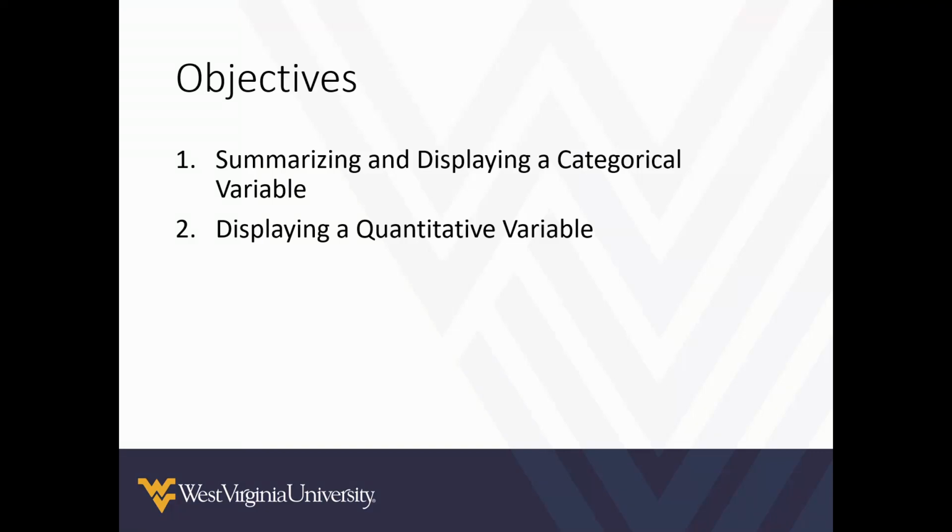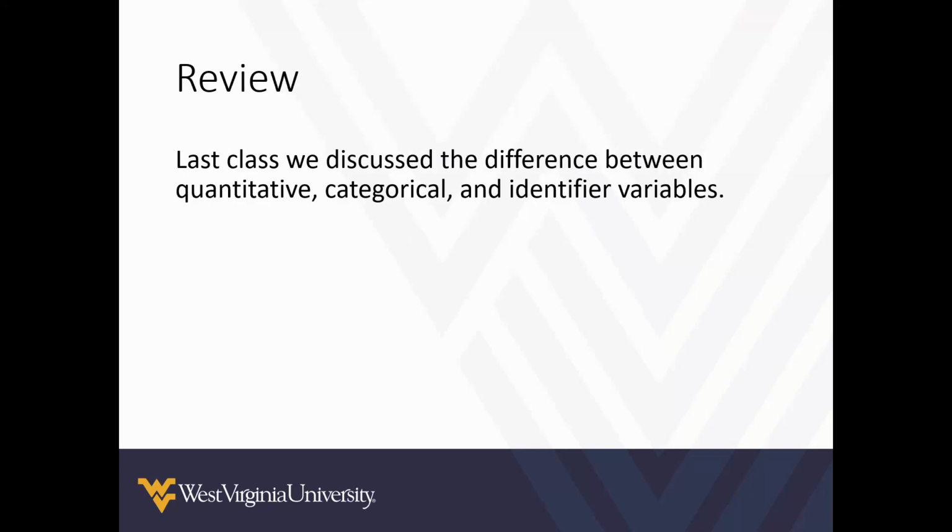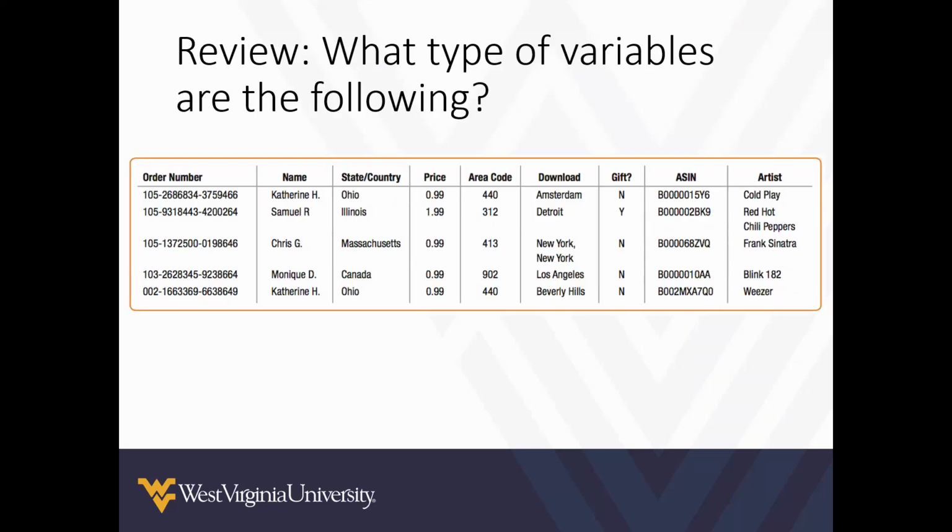Today we're going to cover two objectives. First, we're going to look at summarizing and displaying categorical data, and then we'll be looking at how to display quantitative variables. Most of what we are talking about today should be familiar to you, but let's look at it anyways. If you recall, last class we discussed the difference between quantitative, categorical, and identifier variables. We also looked at how we can logically organize said variables. As a nice review, let's double check that we know how to identify quantitative, qualitative, and identifier variables.